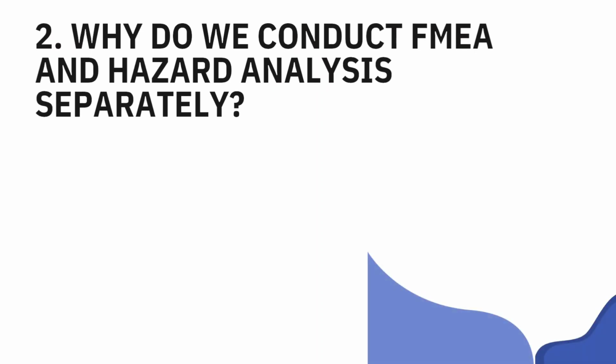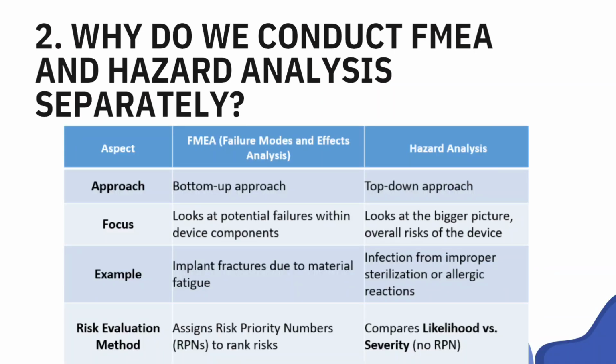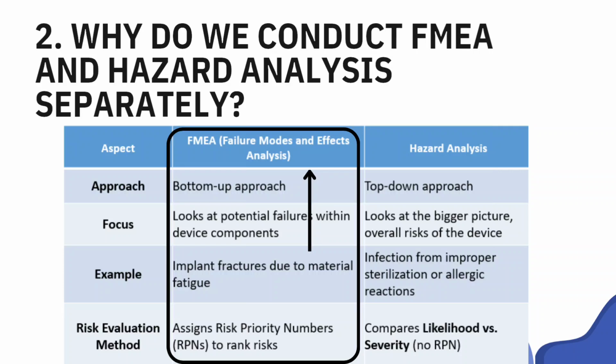2. Why do we conduct FMEA and hazard analysis separately? Good question. While both assess risk, they work at different levels and serve different purposes. FMEA is a bottom-up approach. It looks at potential failures within a device's components. For example, an implant might fracture due to material fatigue. We analyze that failure mode, its probability, and its impact. We then assign risk priority numbers, RPNs, to rank the risks.